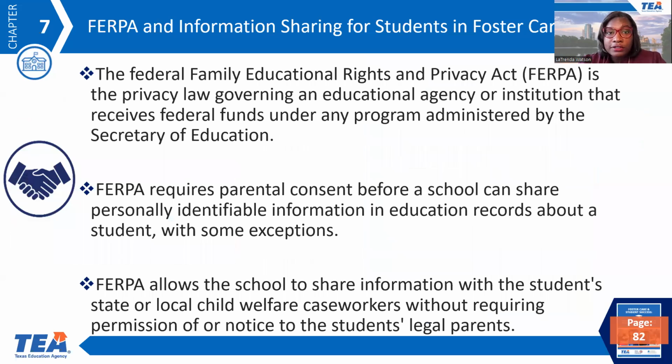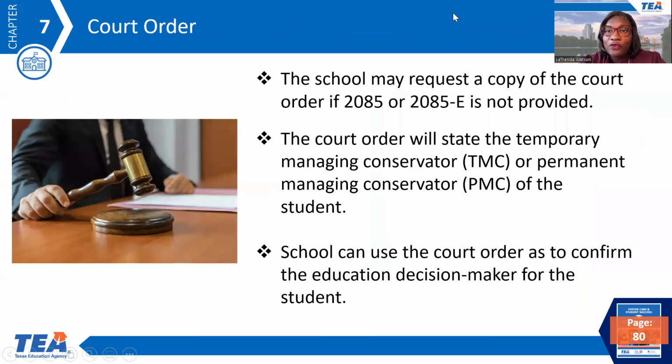Now court orders. Let's go back, I went too fast. If the caregiver does not have either the 2085 or the 2085E, a school official can request a copy of the court order. This document names DFPS as the temporary managing conservator or the permanent managing conservator of that student. Schools may use the court order to confirm the educational decision maker for the student. So if you do not have the 2085 or the 2085E, you can request the court order that gave conservatorship to DFPS. We want to make sure that you know you have these options.